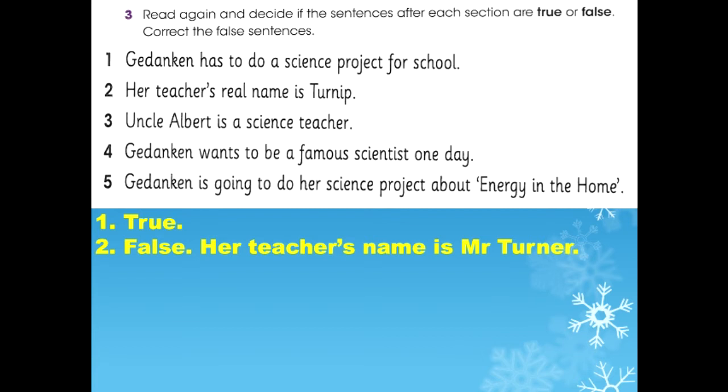Number 3, Uncle Albert is a science teacher. True or false? It is false. Uncle Albert is a scientist. He's not a science teacher, he's a scientist.